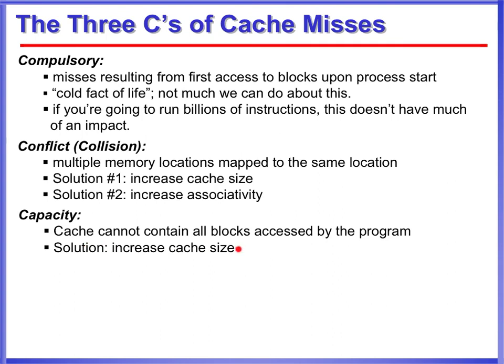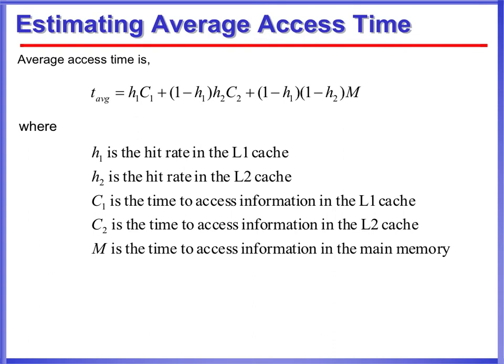Of course, capacity: cache cannot contain all blocks accessed by a program. The cache is always smaller because it's expensive memory. You make it as big as you can, but there's a limit.